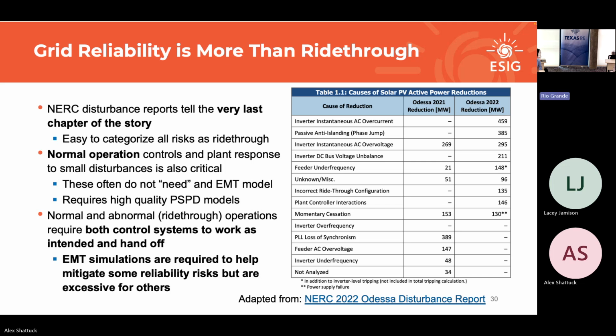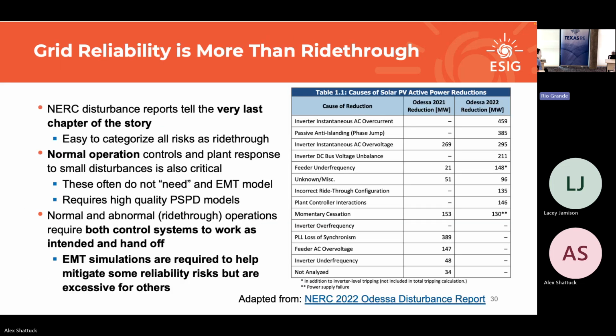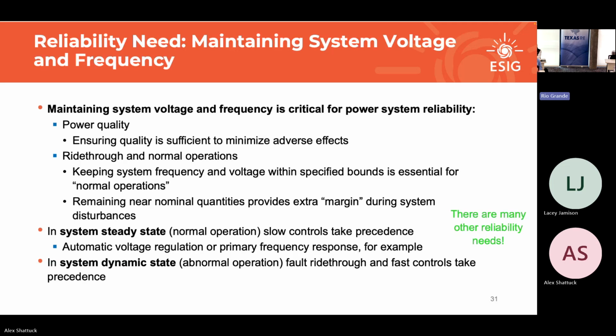So that's just to say with examples, while EMT simulations can be or are required to mitigate some of these risks, like the table in the back, you can't see some of these in the phasor domain. Keep in mind what you're studying, why you're studying it, and how the grid is working, right? There's more than just ride through.